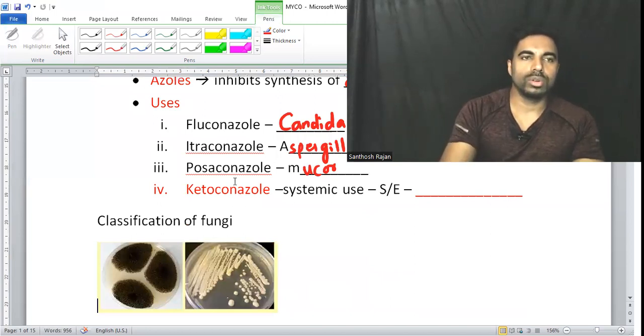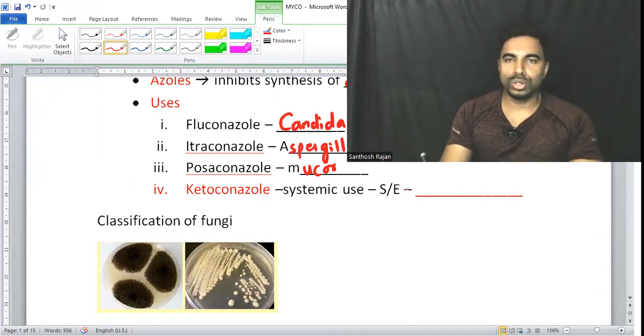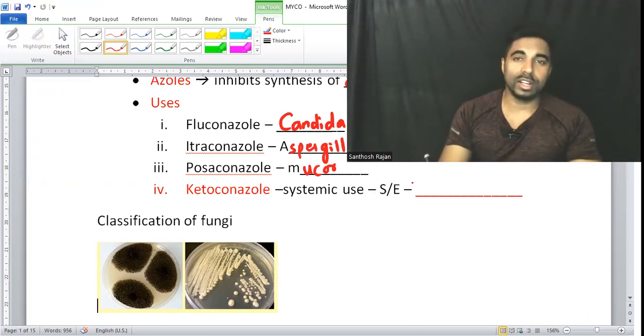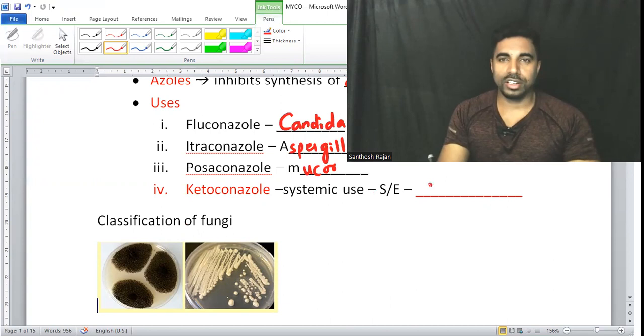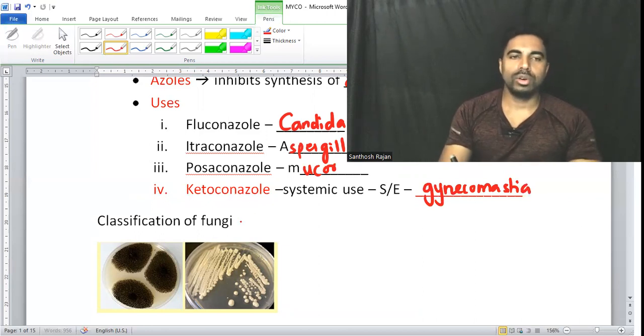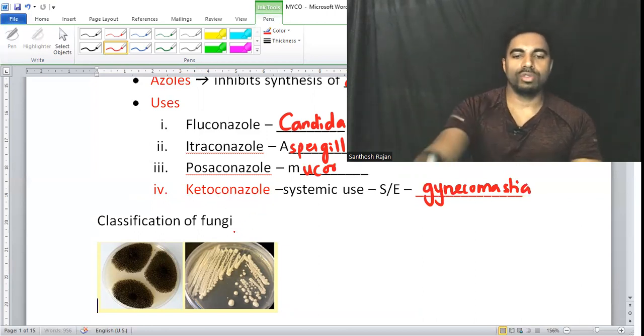The other one is ketoconazole. The only problem: ketoconazole we usually use for systemic use only. Any systemic infection, then we use ketoconazole. What is the main side effect? That was a frequently asked question. The side effect is gynecomastia. When you are taking keto, you'll get gynecomastia. That's it.